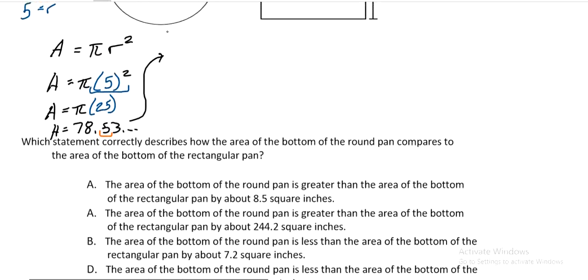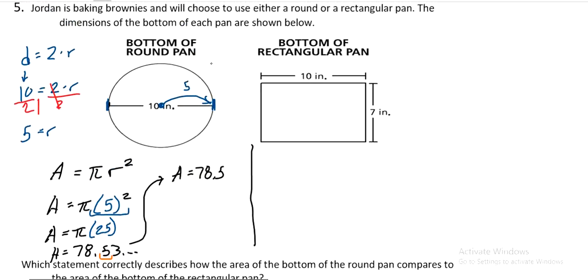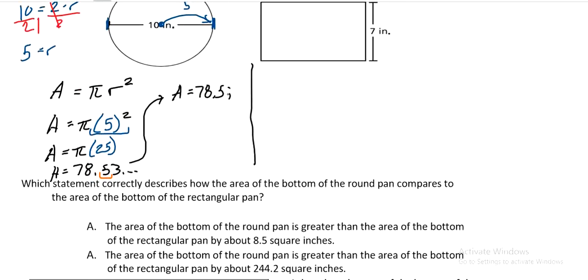So I'm going to say area of the round pan equals 78 point, and that's going to stay a 5 because the 3 after it makes it stay a 5. And that's inches to the second power.